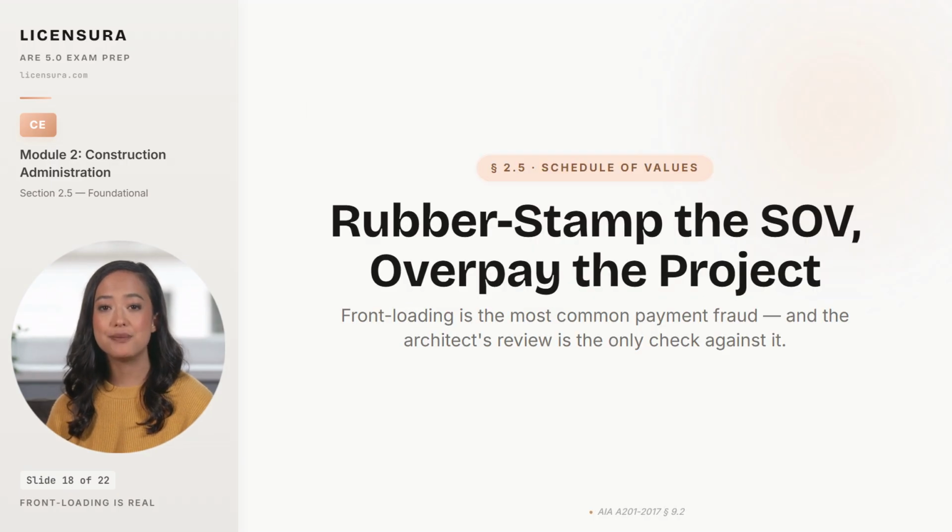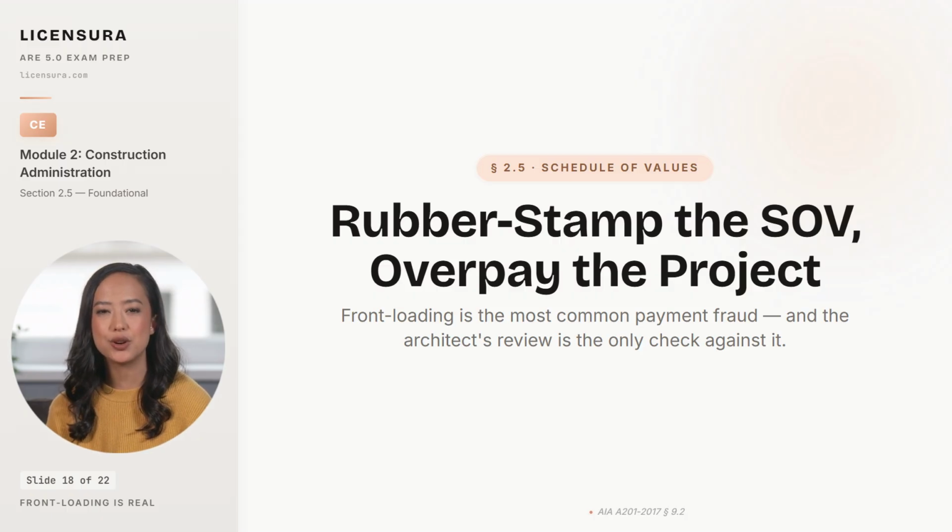Most architects underestimate how much money is on the line in the schedule of values review at week 1 of construction. The SOV is the contractor's breakdown of the contract sum into line items, and every progress payment for the rest of the project is calculated against it. Approve a front-loaded SOV, one where mobilization, general conditions, and early site work are inflated relative to their true cost, and the owner overpays the contractor for the early months and is exposed for the difference if the contractor walks off the job. Front-loading is the most common form of payment fraud in construction, and the architect's SOV review is the only check against it.